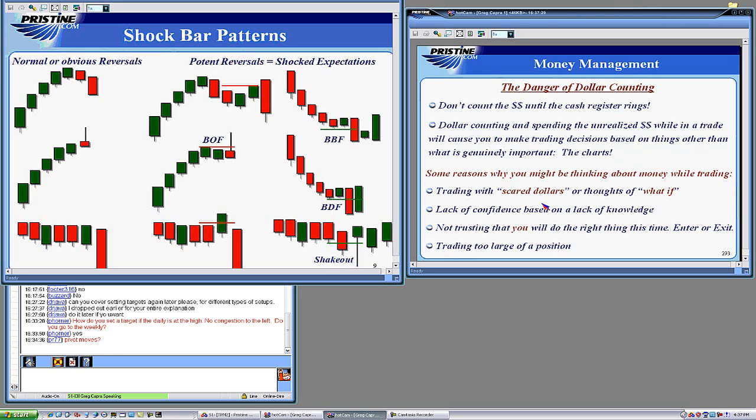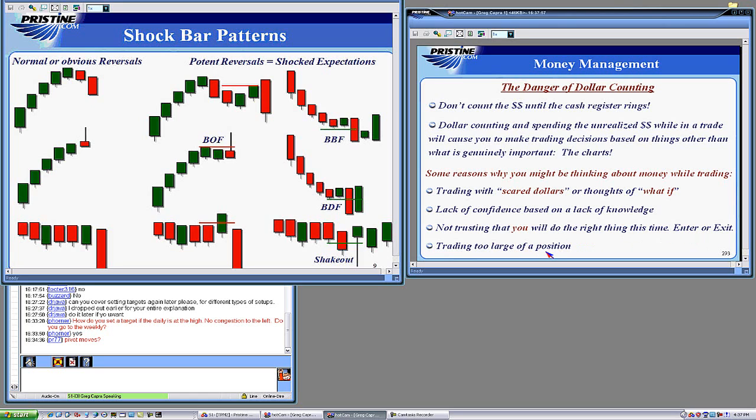The question is, why are you doing it? Scared money. And the what-if thoughts. What if this happens? What if my stop gets hit? What if it doesn't hit my target? Don't bother asking that question. You don't know the answer. It's a lack of confidence based on a lack of knowledge. You're not going to trust that you're going to do the right thing this time, entering or exiting.